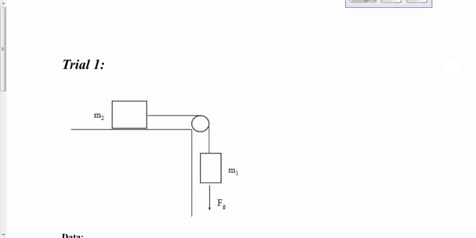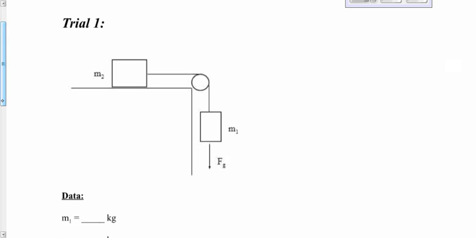This is the way you're going to set up this lab. You're going to have two masses that are connected by a string, and the string is going to go around a pulley. It's important that you label these correctly, mass 1 and mass 2. This is mass number 2, this is mass number 1. Mass number 2 is a dynamics cart, one of those smart carts that you've used for the other labs that electronically transfer data to your phone. That's a smart cart, and that's going to be on a track.